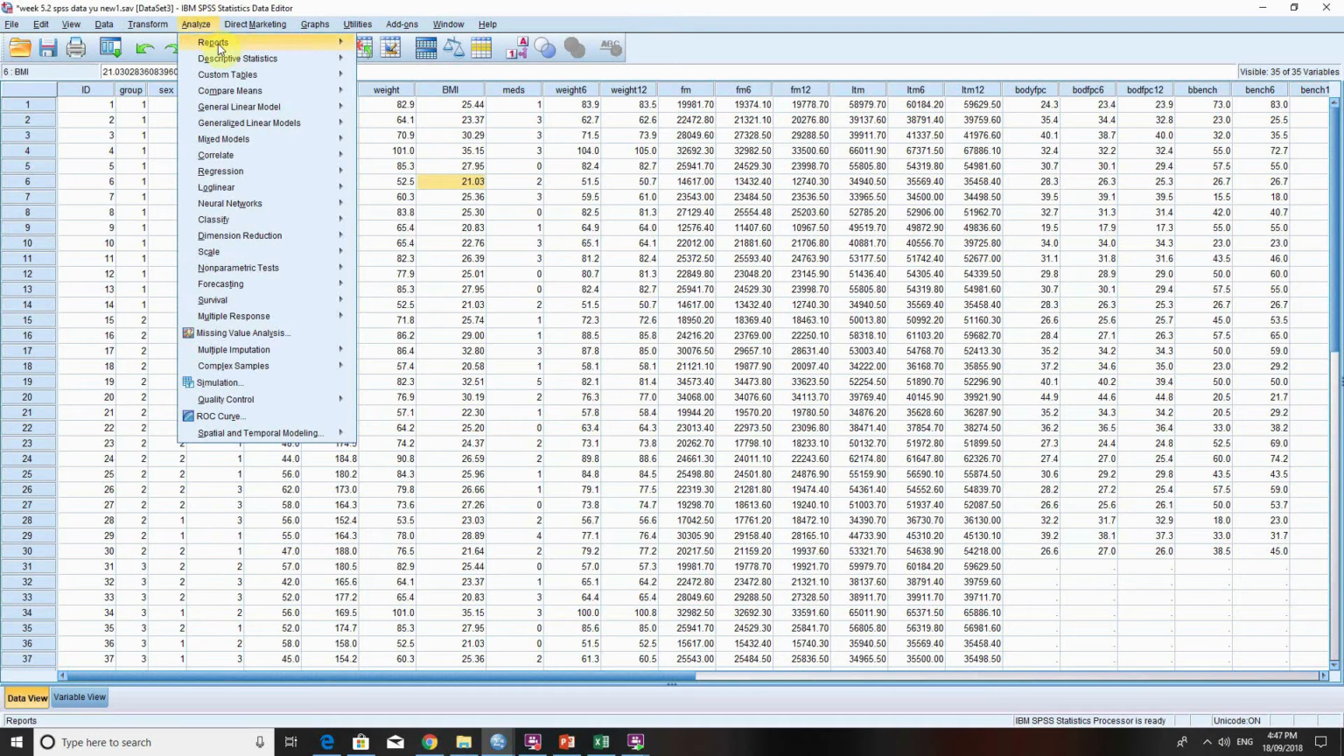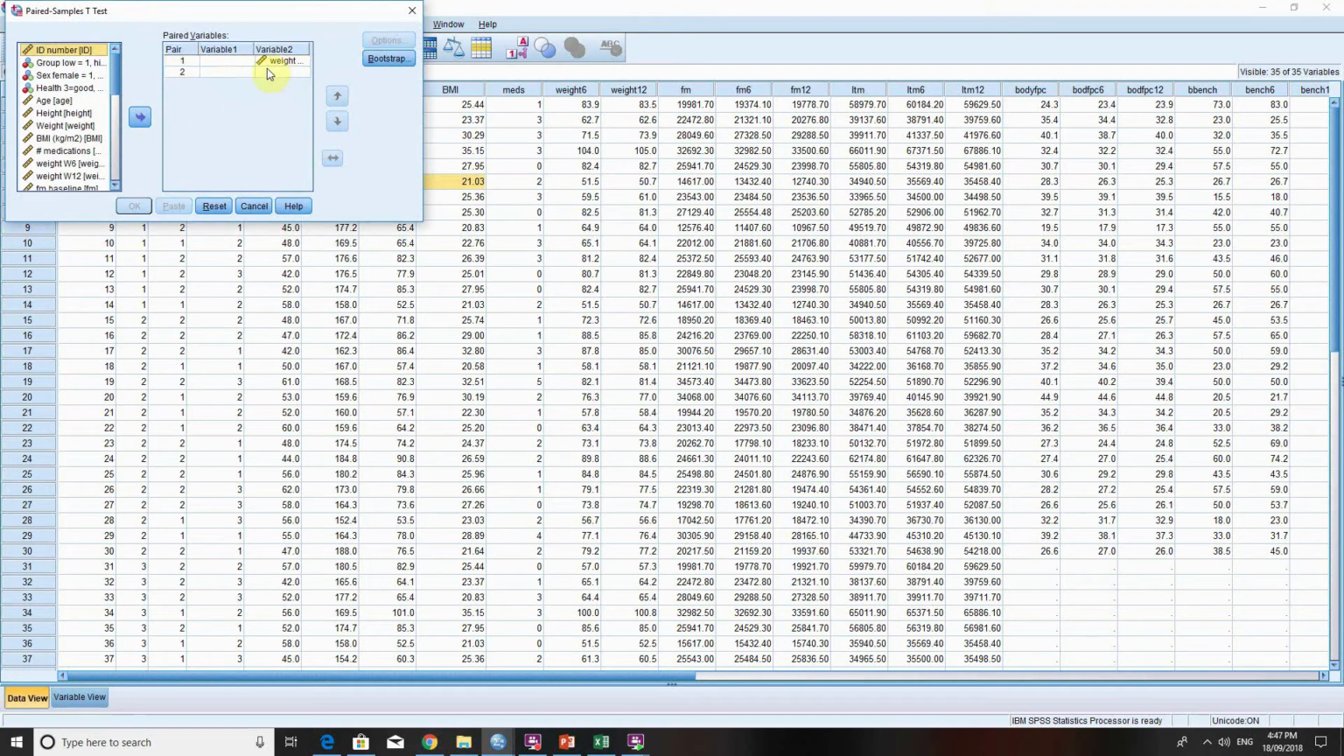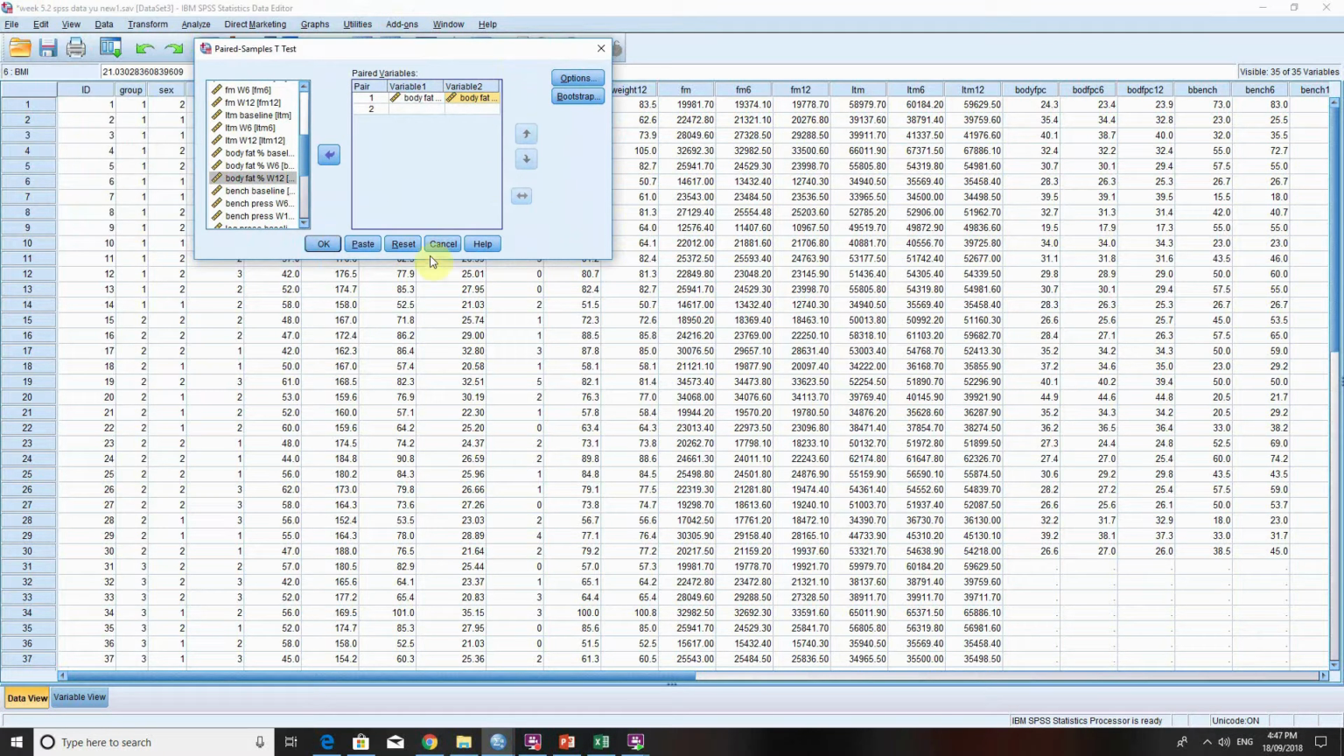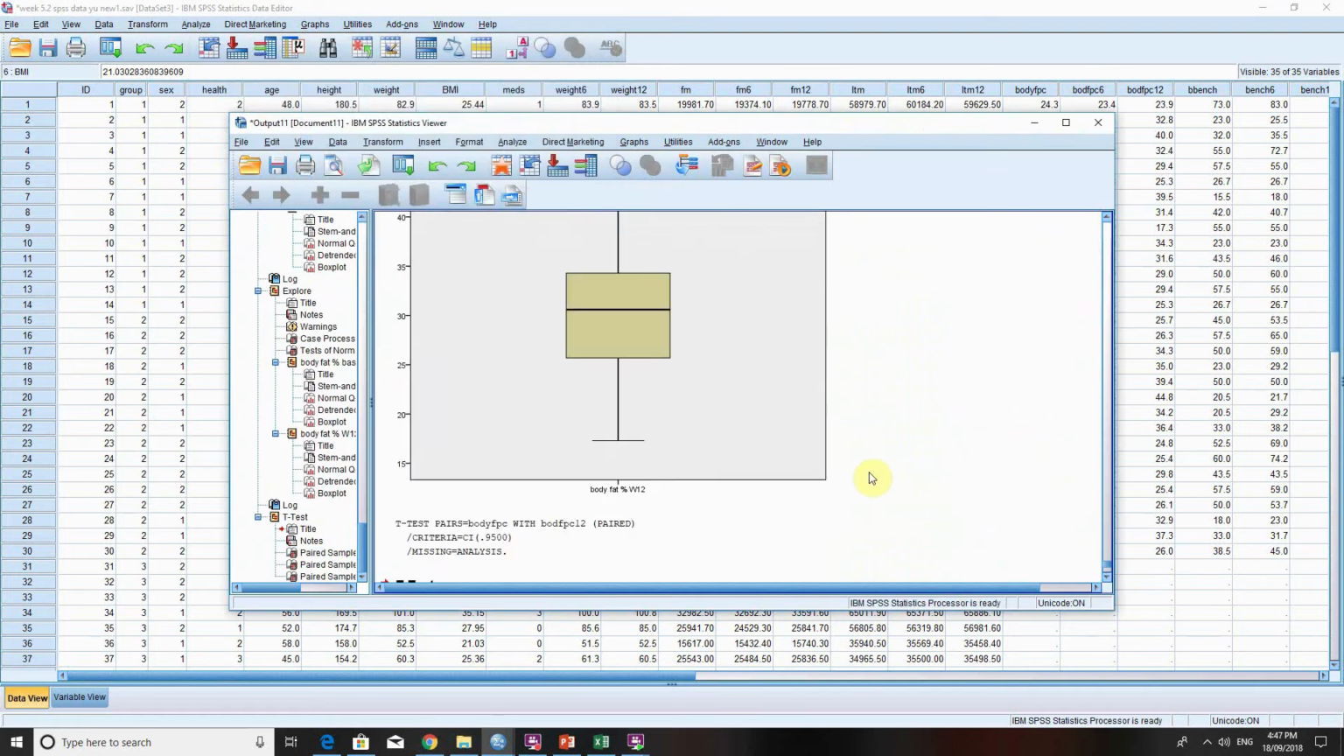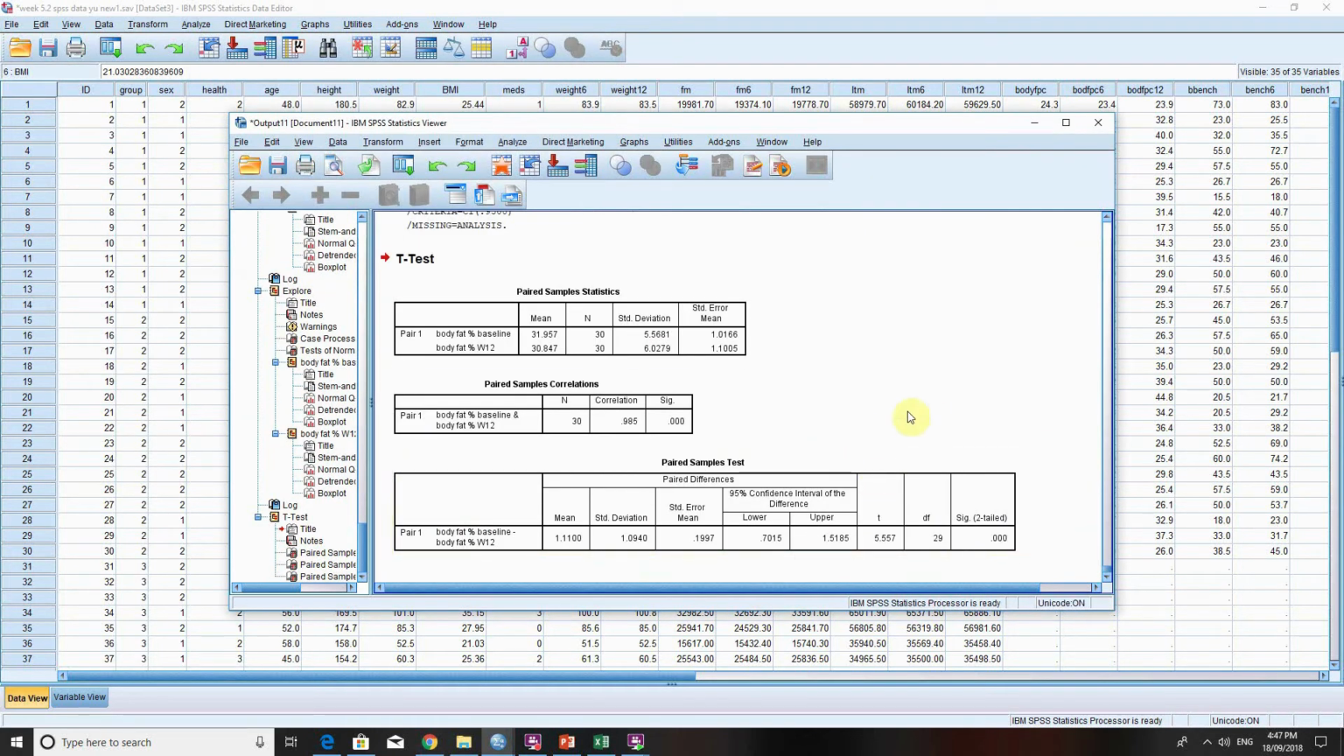So we're going to go analyze, compare means, paired samples t-test. We're looking at body fat percent baseline and body fat percent week 12, and we can press OK. Now this is the output we're going to get from a paired samples test. The numbers that matter are your significance, your degrees of freedom, and your t-statistic. So straight up I can see that there is a significant difference between body fat at baseline and body fat at week 12, because P is less than 0.001.